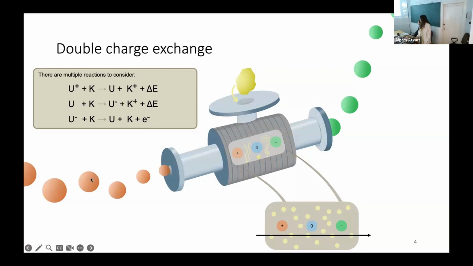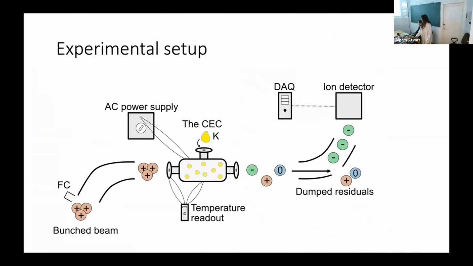Then, of course, there's a third reaction we have to consider. If we continue to increase the pressure of the cell, we also increase the probability of a third reaction that actually destroys our negative ions. As Dag mentioned previously, negative ions are quite delicate. This is the experimental setup that we had at ISOLDE. First, we started with a bunch beam of ions. This is again the projectile, which goes into a charge exchange cell and interacts with the potassium and gains electrons, and then we can measure these ions on a detector, namely a magnetometer.